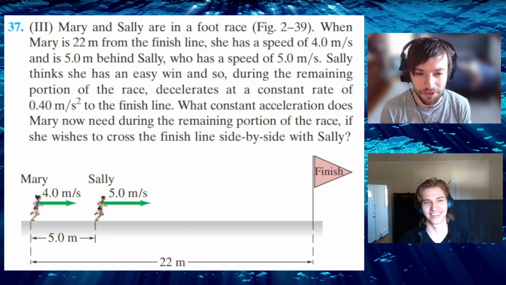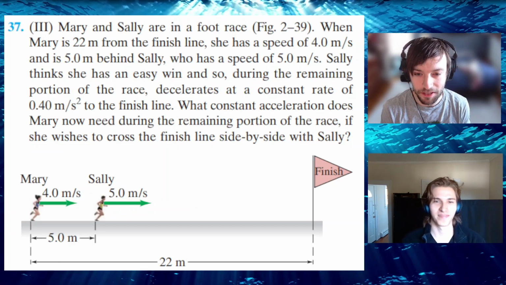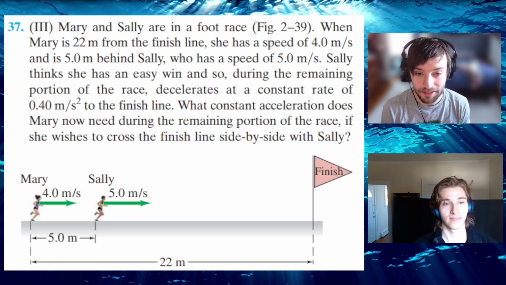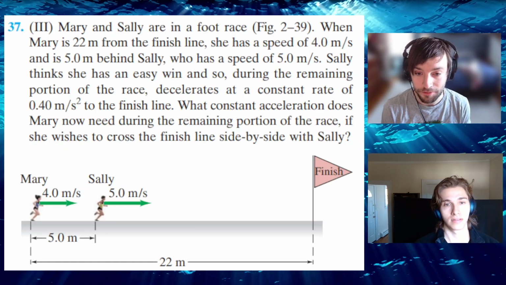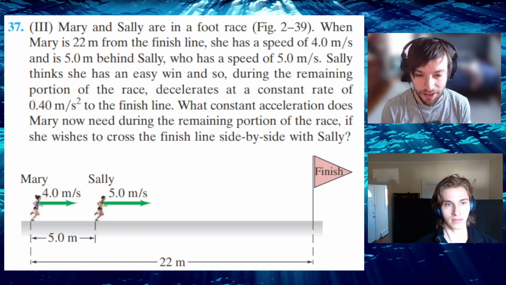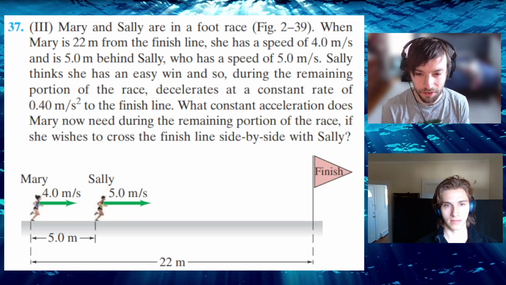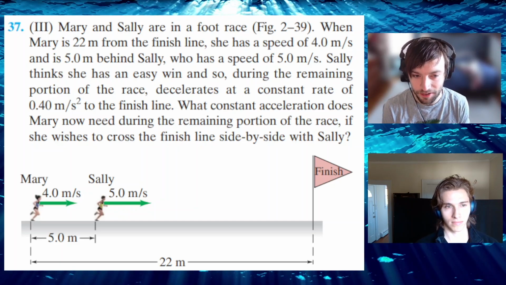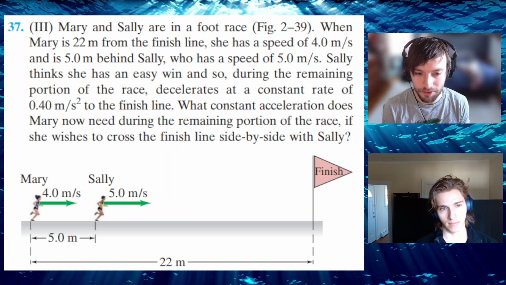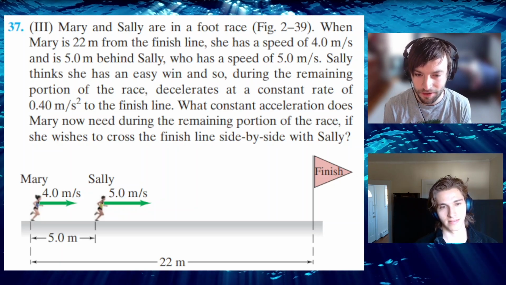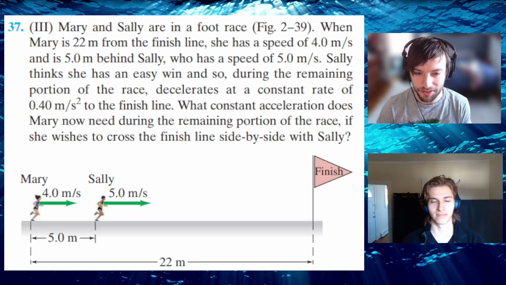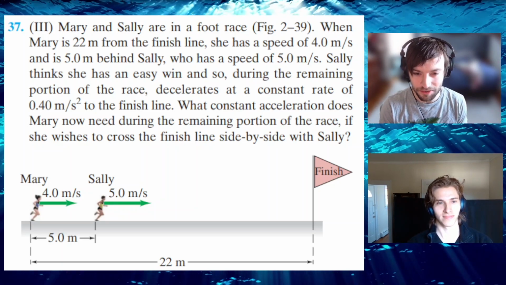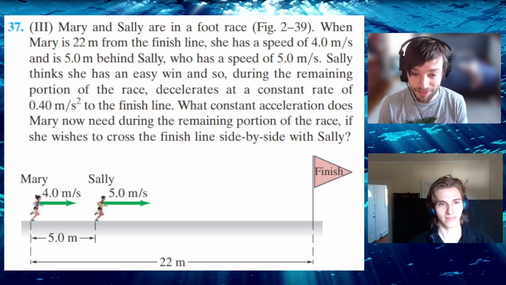When Mary is 22 meters from the finish line, she has a speed of 4 meters per second and is 5 meters behind Sally, who has a speed of 5 meters per second. Sally thinks she has an easy win, and so, during the remaining portion of the race, decelerates at a constant rate of 0.4 meters per second squared to the finish line. What constant acceleration does Mary now need during the remaining portion of the race if she wishes to cross the finish line side by side with Sally?